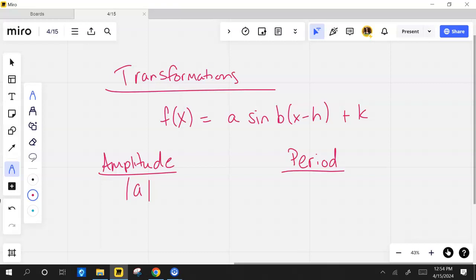Okay. So we take the parent period, which is 2 pi, and divide it by the absolute value of B, and that's going to give me my new period. These are the hardest 2 things to remember about sine and cosine.